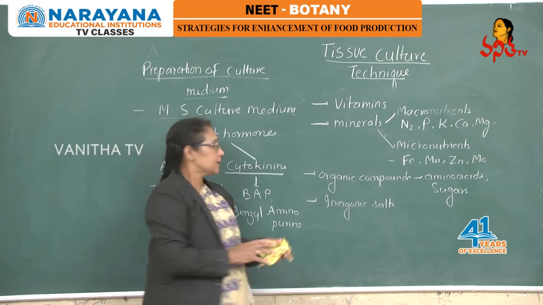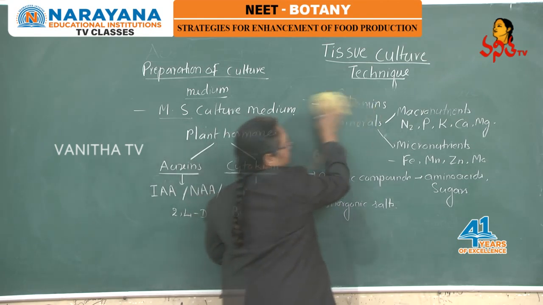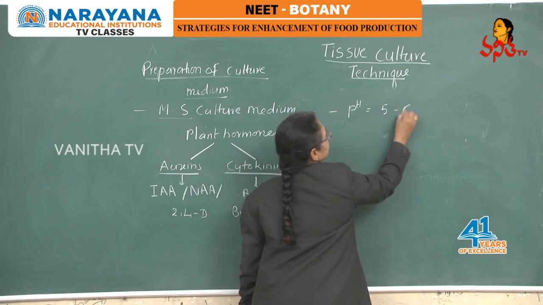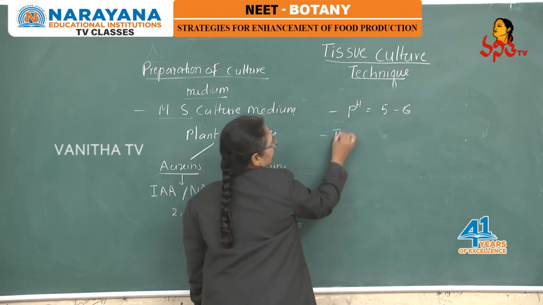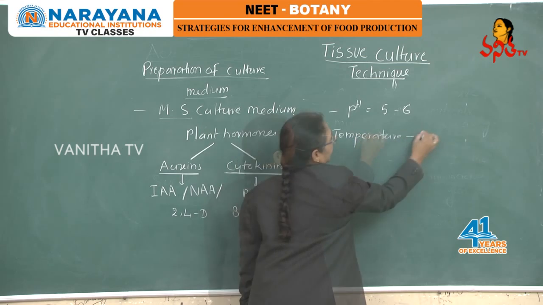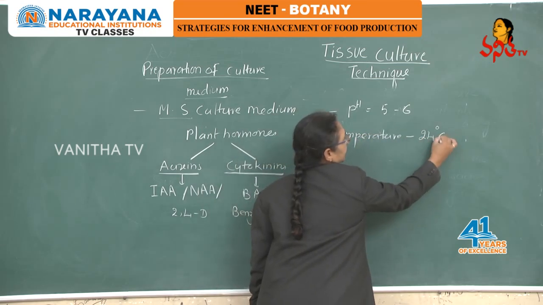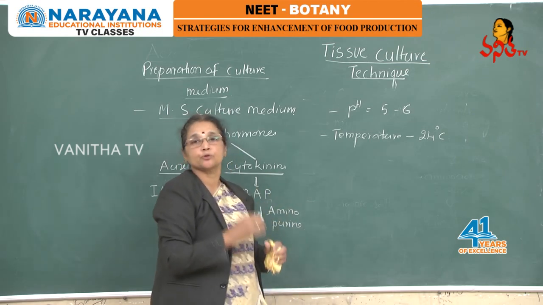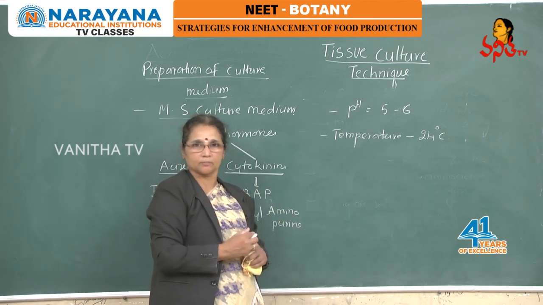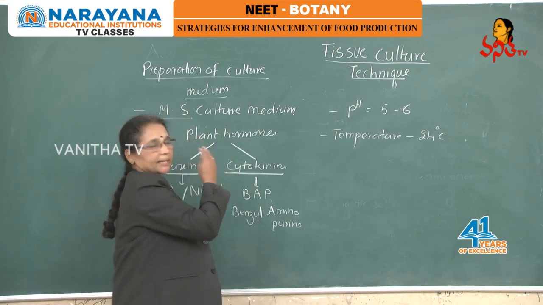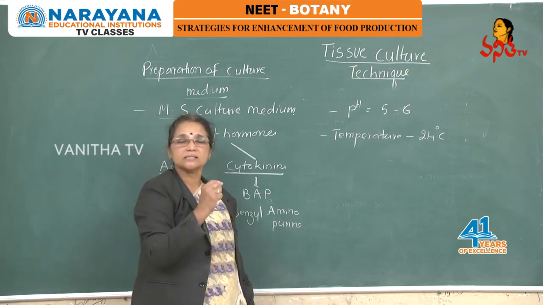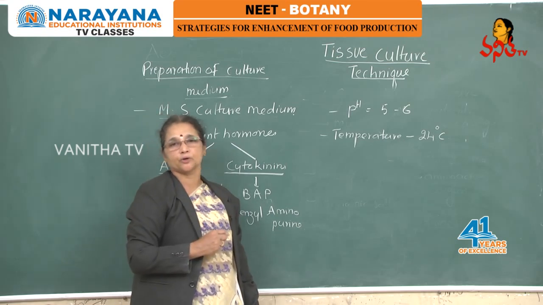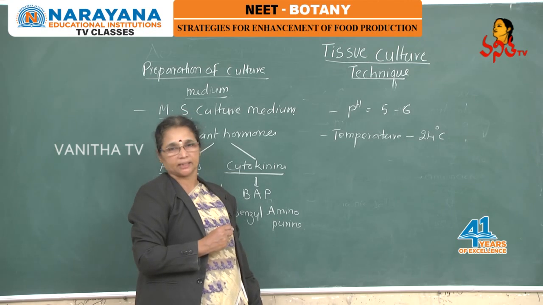Not only that, they maintain the pH value. The pH value should be maintained from 5 to 6, and the temperature of the culture medium should be approximately 24 degrees. All these requirements are necessary to produce the basic culture medium, and this was done by the scientists Murashige and Skoog. Hence it is called MS culture medium, which is commonly used to produce plants by the tissue culture technique.